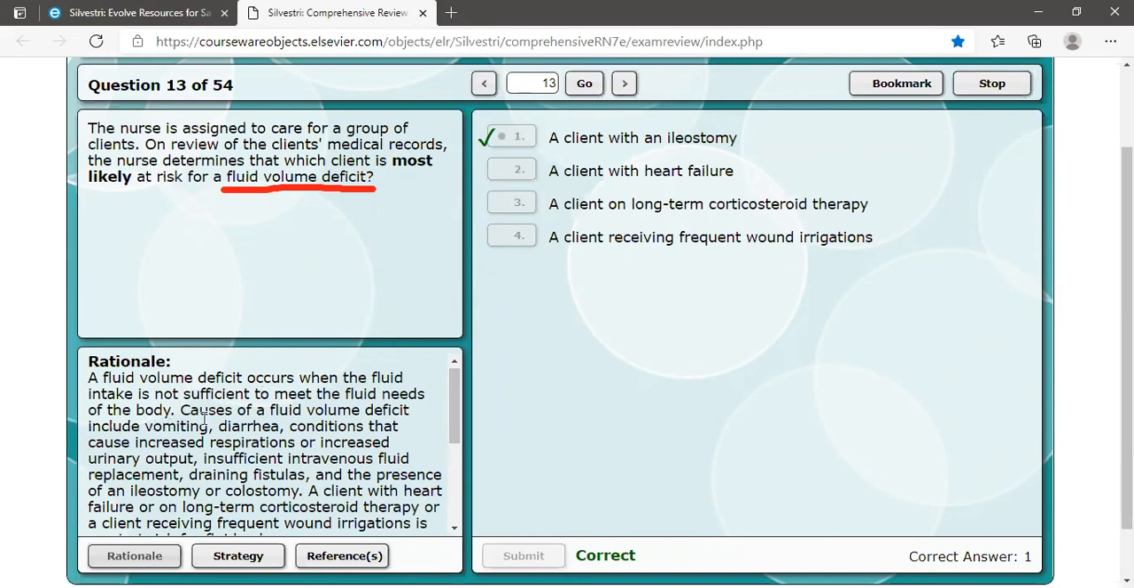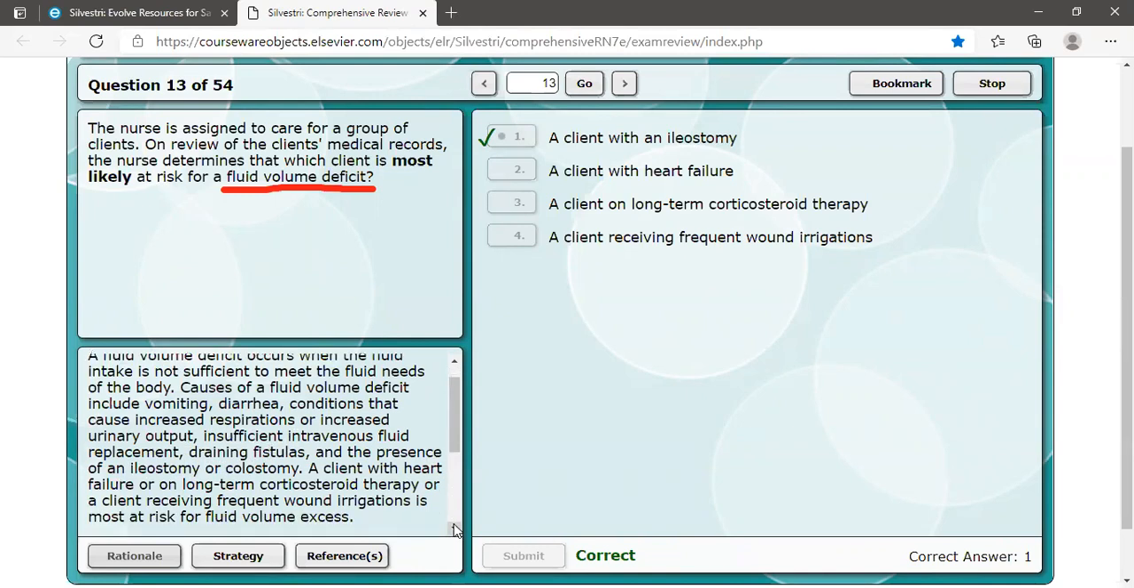the body. The causes of fluid volume deficit include vomiting, diarrhea, or conditions that cause increased respiration or increased urine output. Insufficient intravenous fluid replacement, draining fistula, or presence of ileostomy or colostomy. These are the causes of fluid volume deficit.